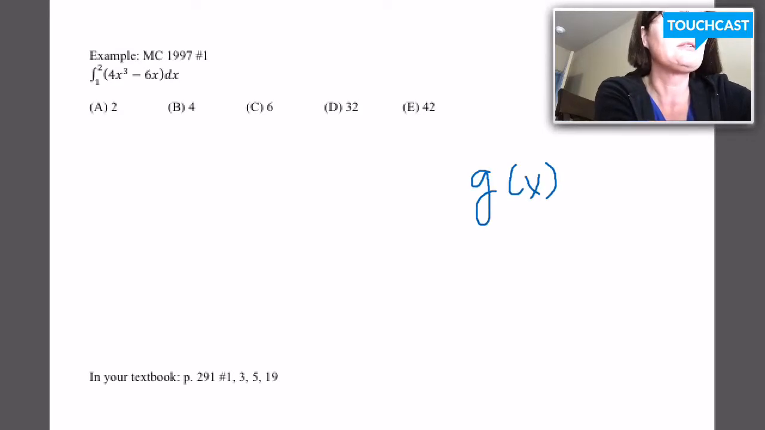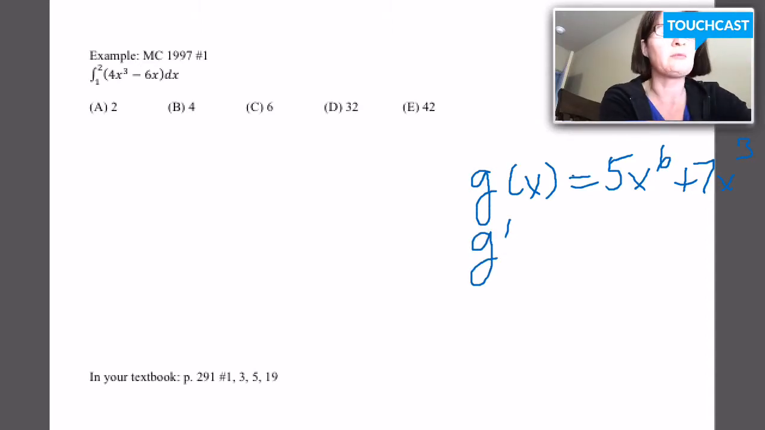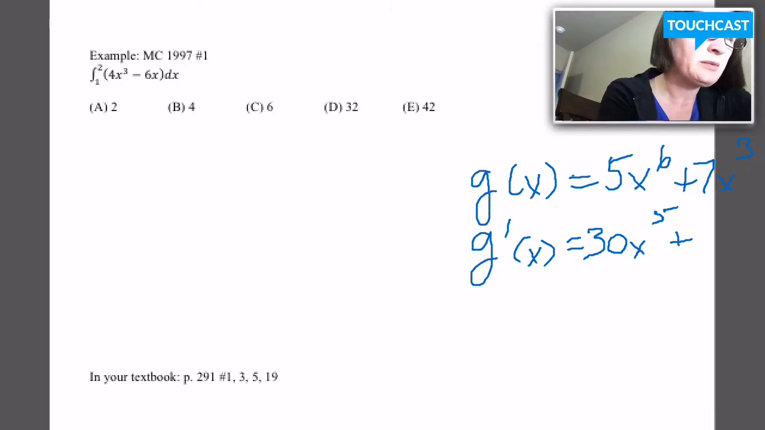g of x is 5x to the 6th plus 7x cubed. How do I find the derivative? I just totally made that problem up just to help us remember what we used to know. To find that derivative, I'm going to take the old exponent 6 multiplied by the 5 that was there. So 6 times 5 is 30. My new exponent is going to be 1 less than the old exponent, so I'm going to have 30x to the 5th. Plus the 3 will multiply by the 7, 21x squared.